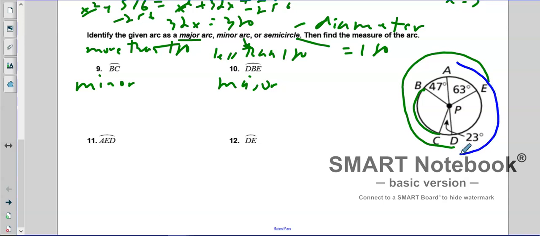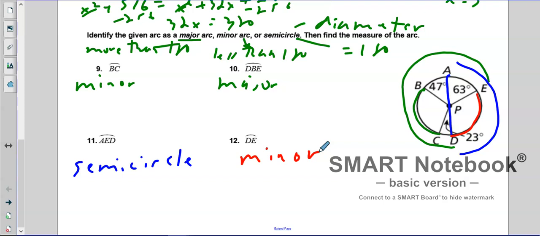Now, this is a tricky one. With three letters, it can be either a major or a semicircle. If you notice AD is the diameter, that makes this a semicircle. And then DE, this little piece right here, that's a minor arc.